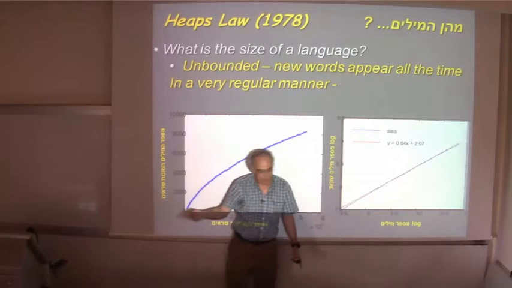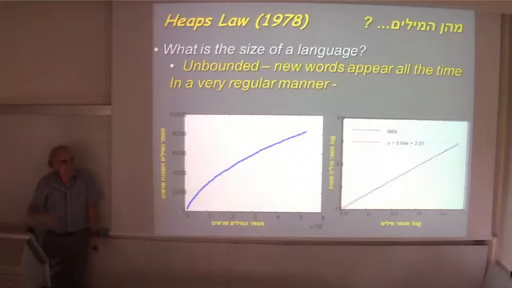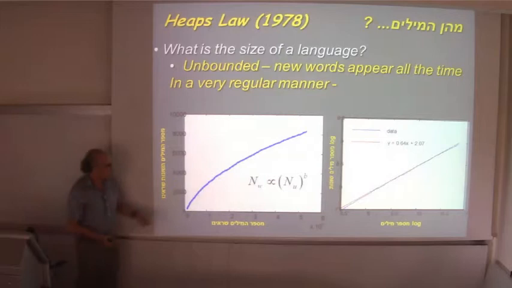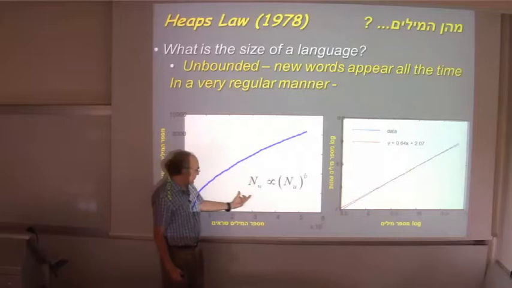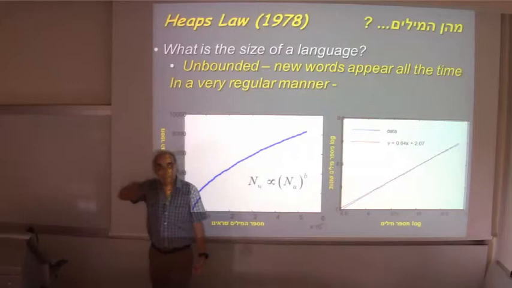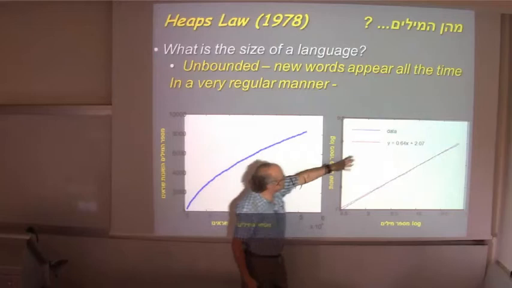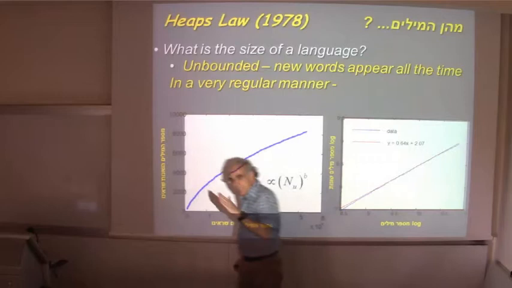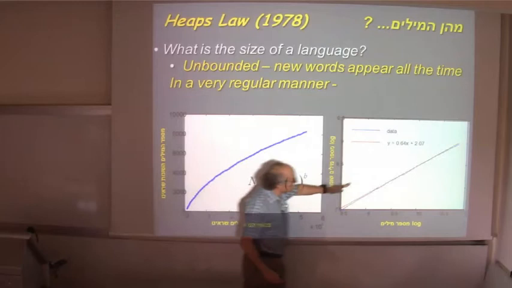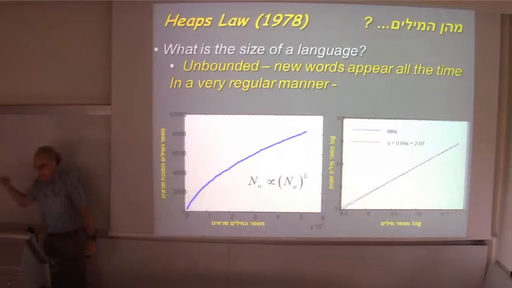This is never saturating. Maybe the exponent is slowing down a little bit, but it seems to be a very regular phenomenon, which essentially tells you that the size of the lexicon, or the number of different words, which I call here N_W, is proportional to the number of words, or the length of the corpus, to some power, which is usually denoted by B. And this B is between zero and half, more or less, in most cases. I'll show you that half is a very special case. So it should be larger than half, but actually it can get very close to half, and again, through the connection with this law, we'll see this in a minute.